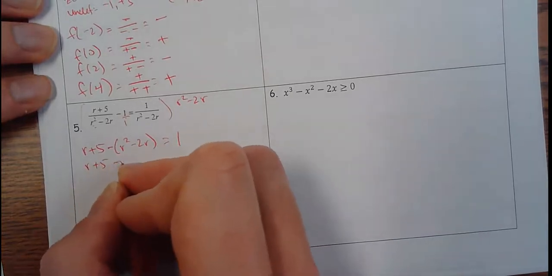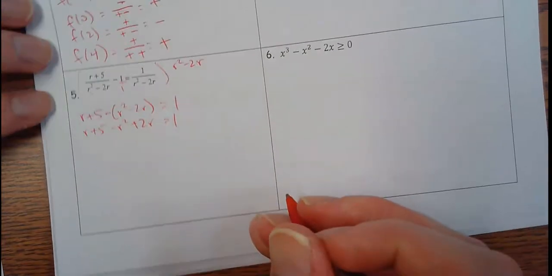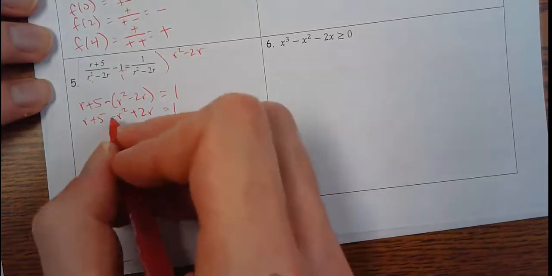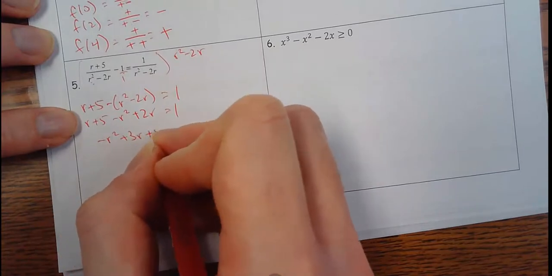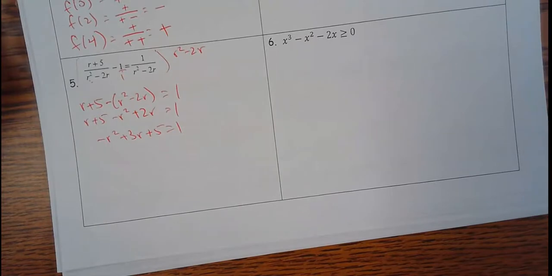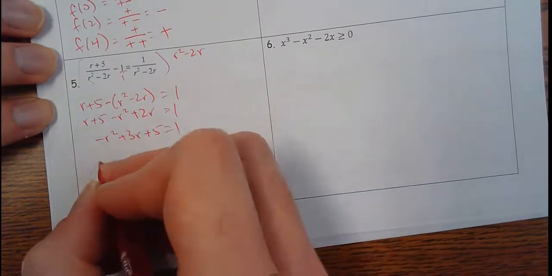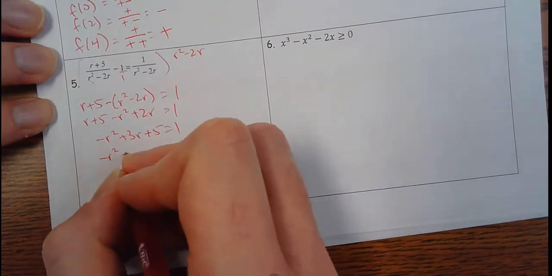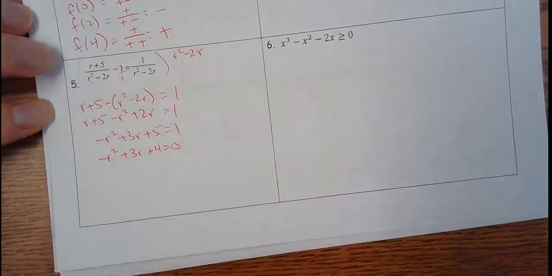R plus 5 minus r squared plus 2r, because I got to distribute that negative out. Line these up, I got negative r squared plus 3r plus 5 equals 1. Wait a second. Yeah, then I bring that 1 over, so subtract the 1 over. So negative r squared plus 3r plus 4 equals 0.